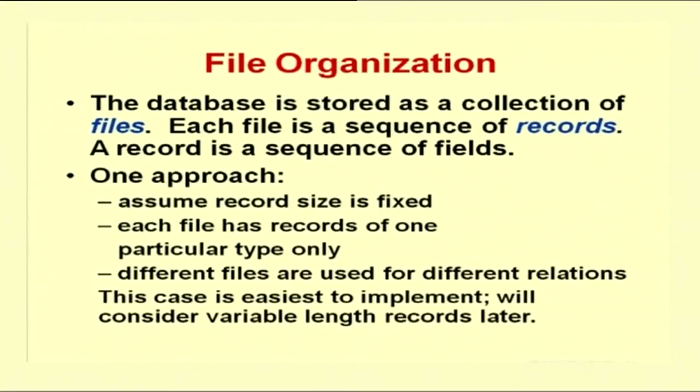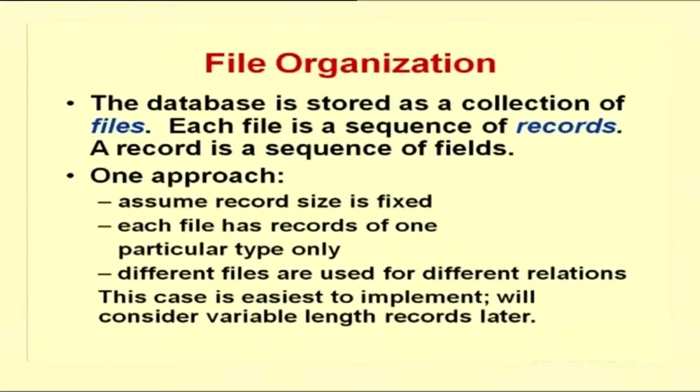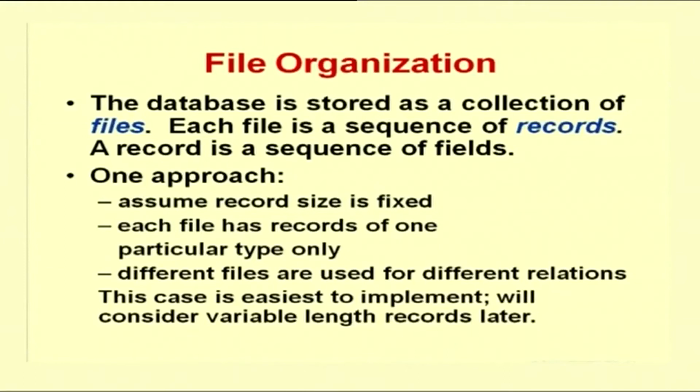So, basically you have files, within files a sequence of records, within records a sequence of fields. One simple approach is assuming that the record size is fixed and each file has records of only one particular type. So, all records are the same type, homogeneous as you call it, and different files are used for different relations. Relation, you remember from the database viewpoint, is a table. So, different files are used for different tables. This particular assumption makes it very easy to implement. We will see other types of file organization later.